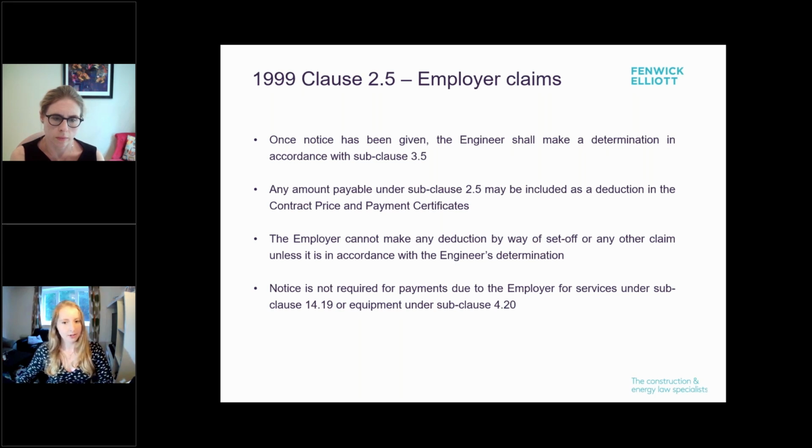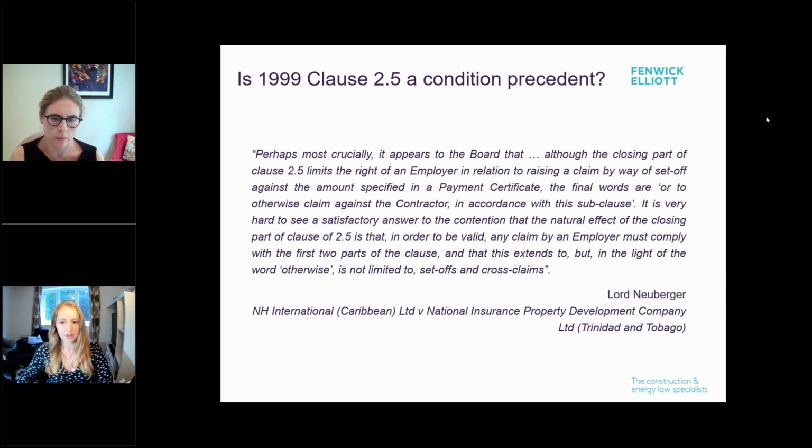So in terms of the operation of clause 2.5 as a condition precedent, this is discussed in NH International and National Insurance. In this case, the Privy Council considered whether an employer's claims for common law rights of set-off and/or abatement of legitimate cross claims were barred, given they were not made in accordance with subclause 2.5. The Privy Council noted that the purpose of subclause 2.5 is to prevent such claims unless they have been the subject of a notice. Therefore, to allow such claims without the employer having complied with the notice provision would effectively render clause 2.5 meaningless.